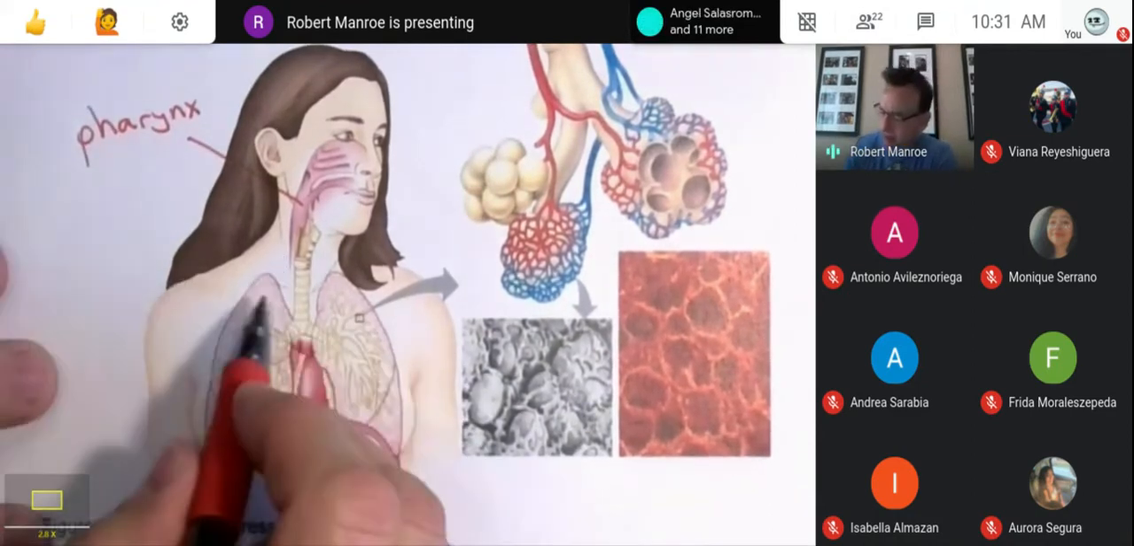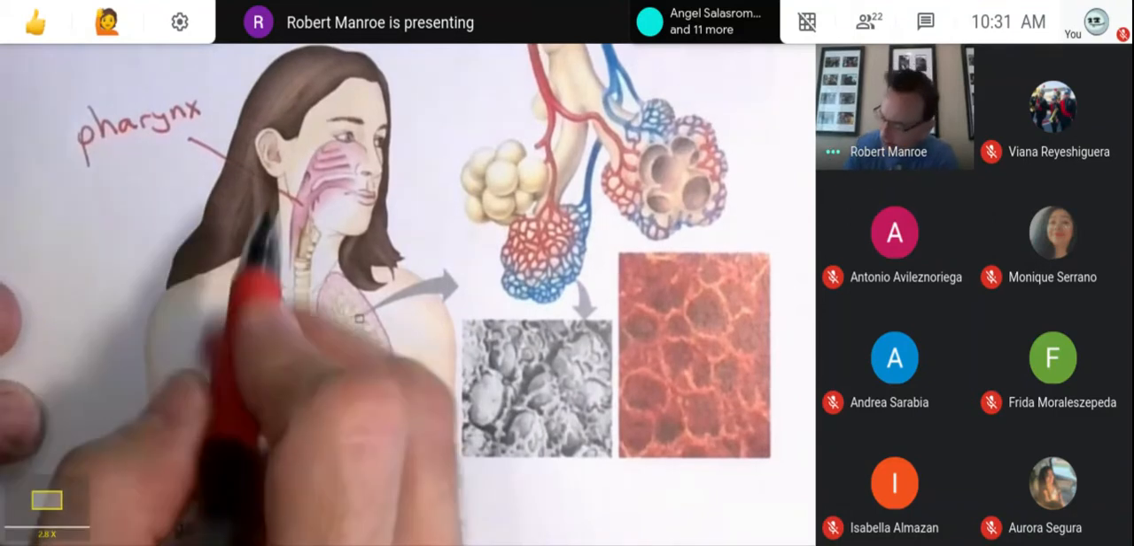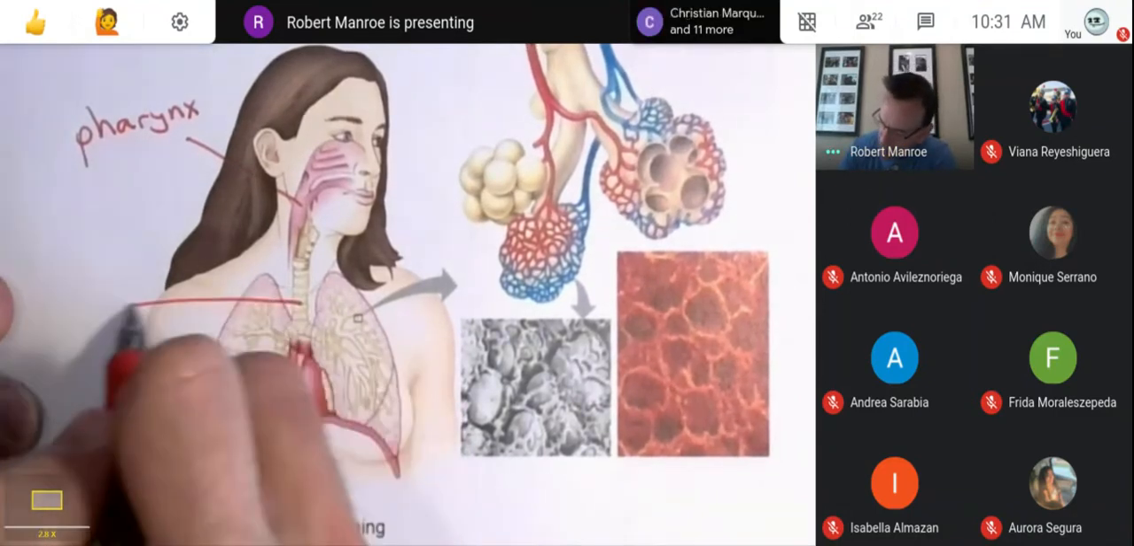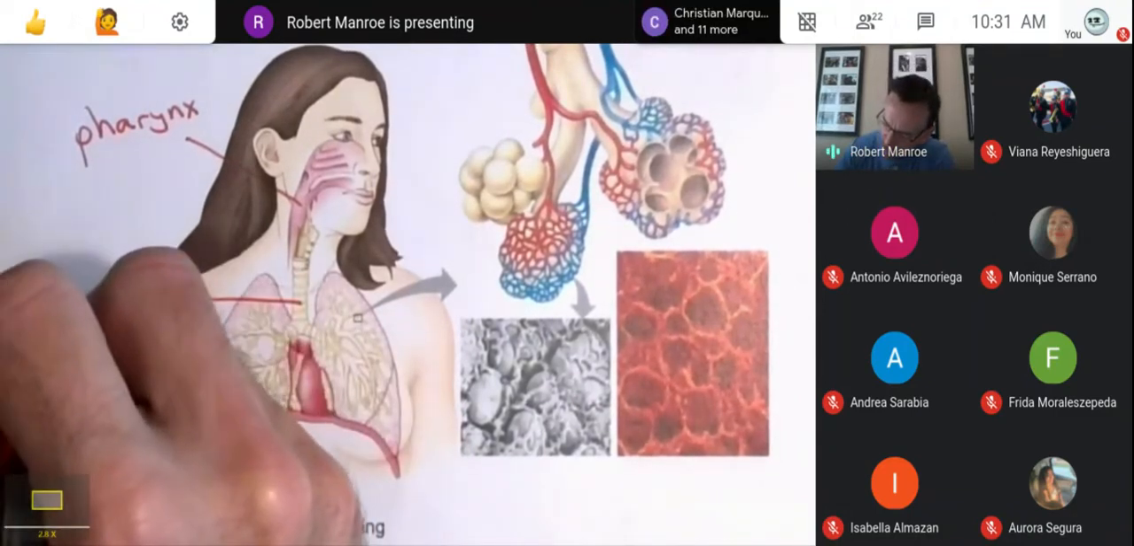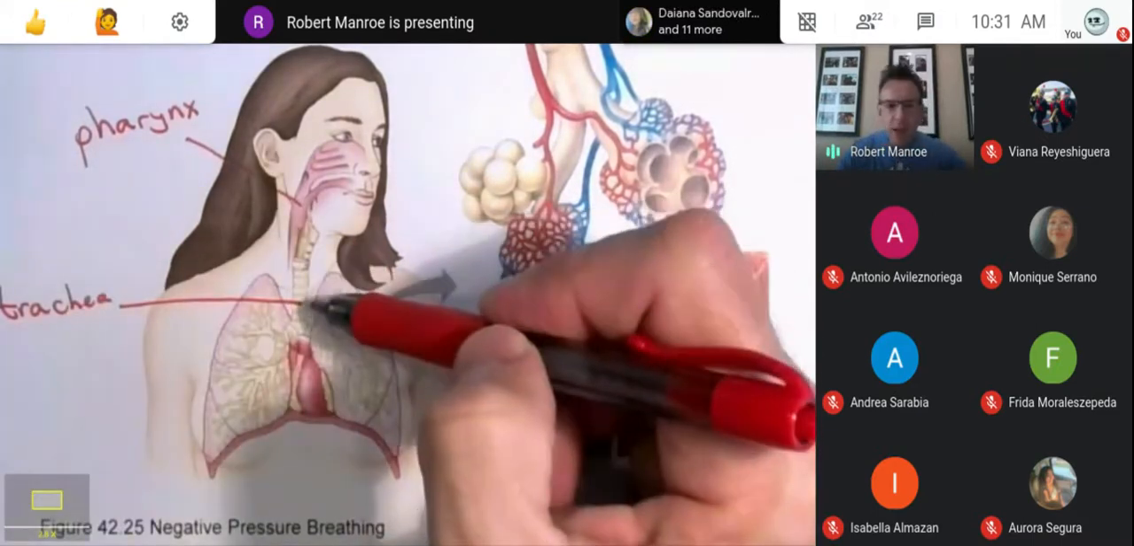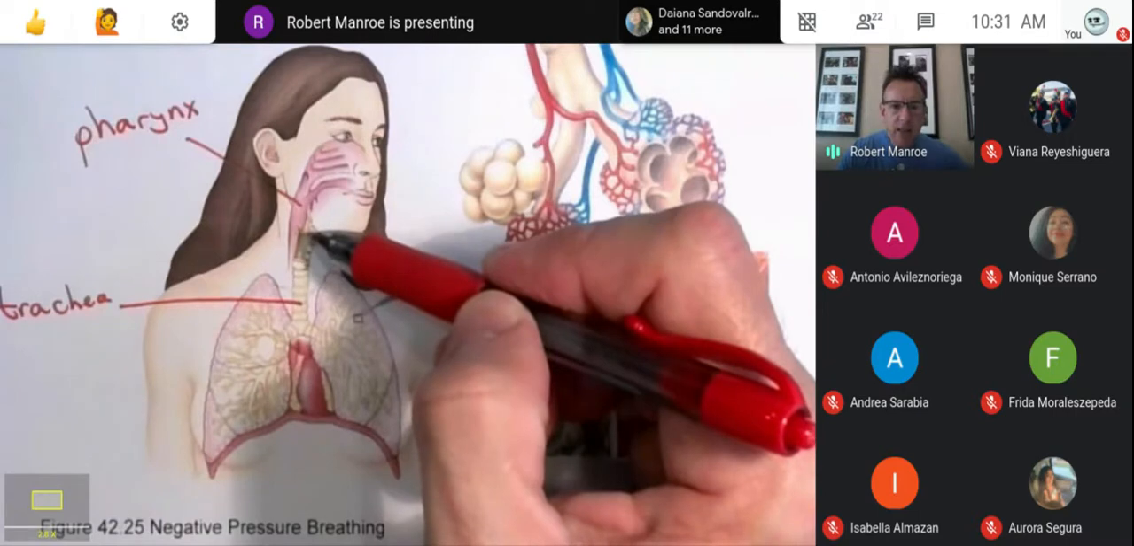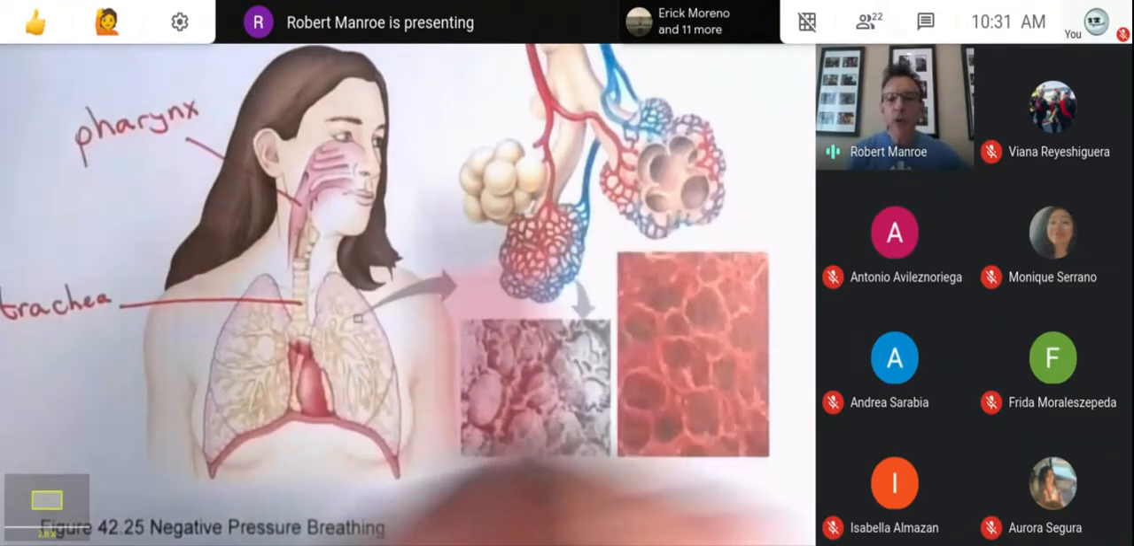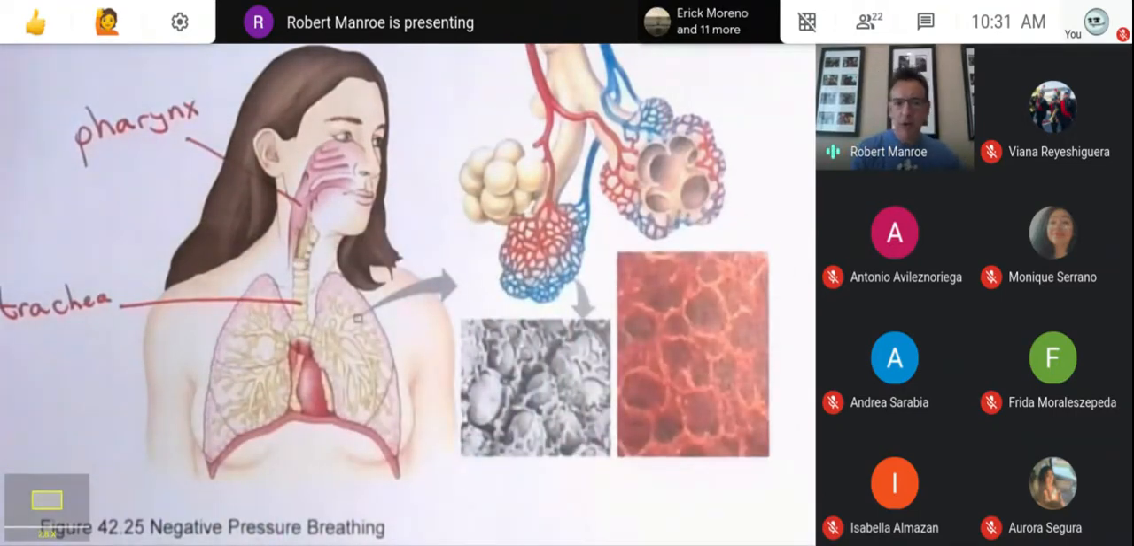And then you have this tube in the front here. This tube in the front is your trachea. So if you go to the top of the trachea, you'll see these little lines here. That's where your vocal cords are, what people call the voice box. It's not a box at all. For some reason, they call it a voice box.